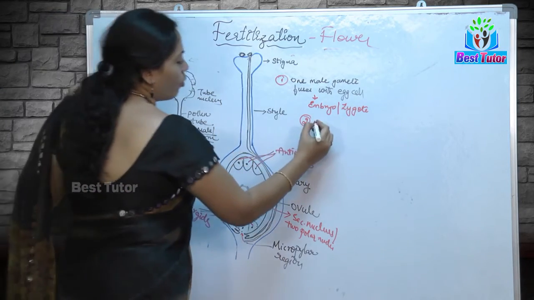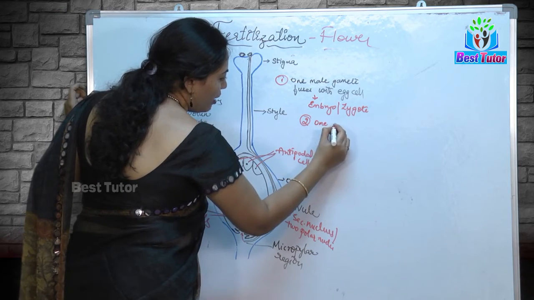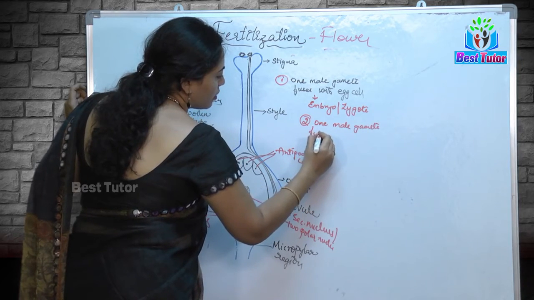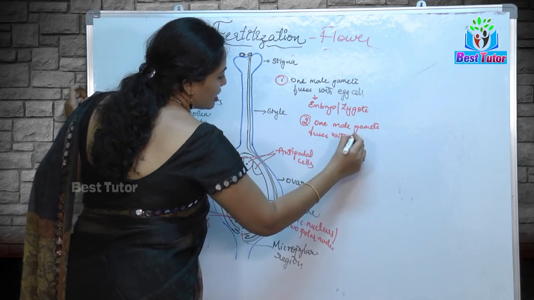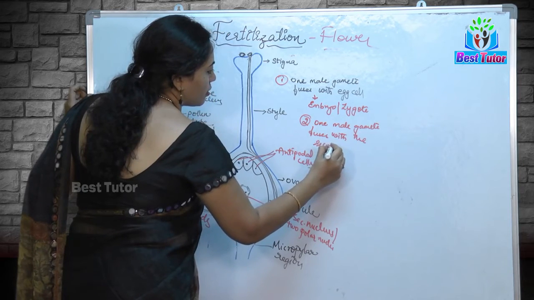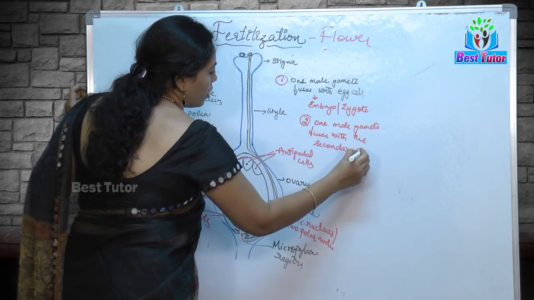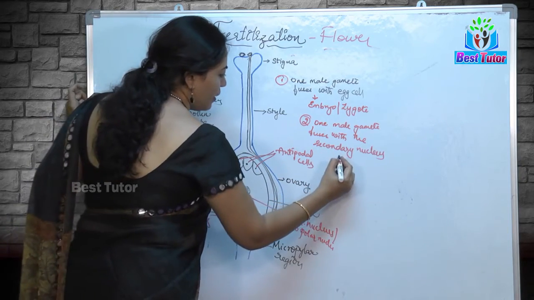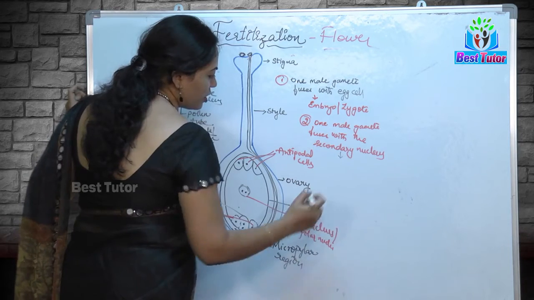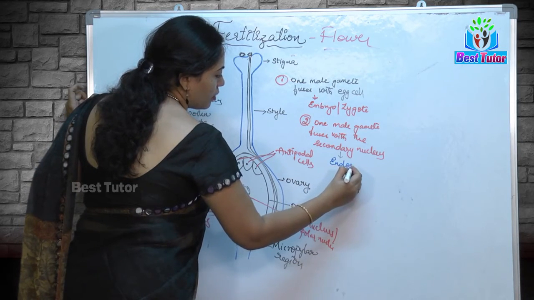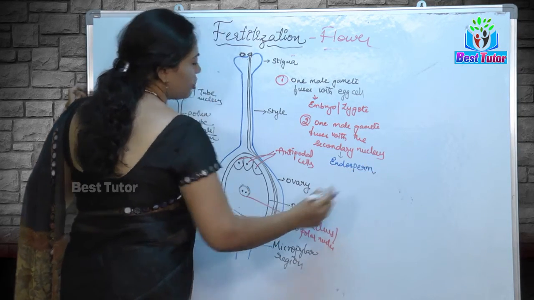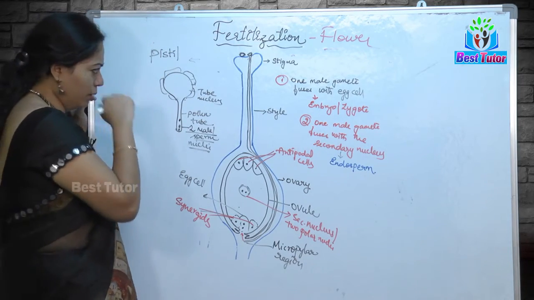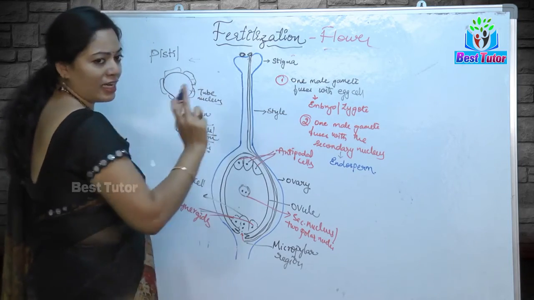Then the second male gamete fuses with the secondary nucleus. Now by fusing with the secondary nucleus, what happens here? It forms the endosperm. So endosperm is nothing but a tissue which provides nourishment during the seed germination process. So we have 2 fertilizations now.